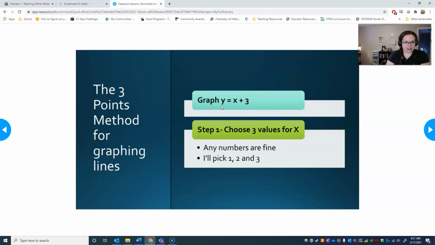So we're going to start by practicing this equation, y equals x plus 3. And I'm going to choose 1, 2, and 3 for my points.